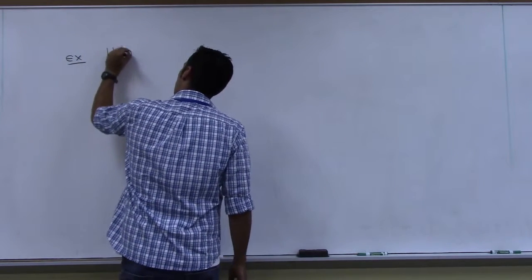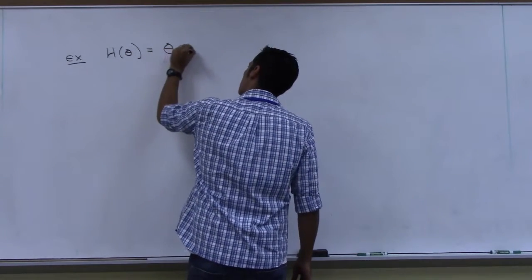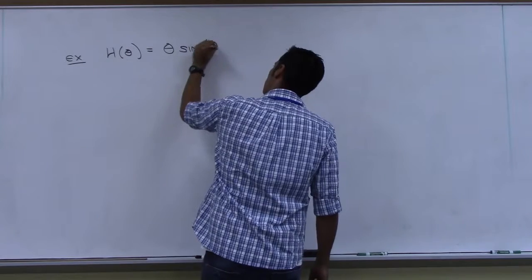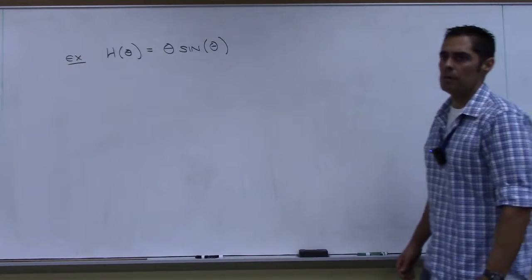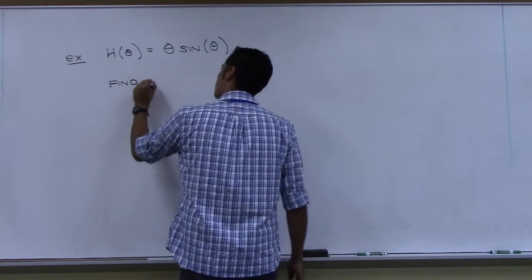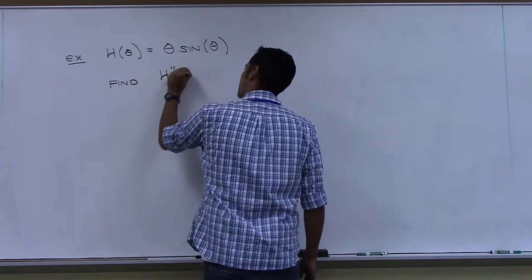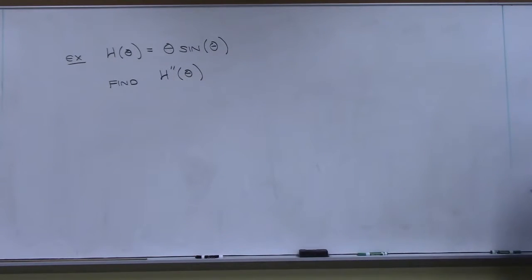Capital H of theta equals theta sine theta. Find H double prime of theta. So I want the second derivative. So you've got to take the derivative, and then after that, take the derivative again.